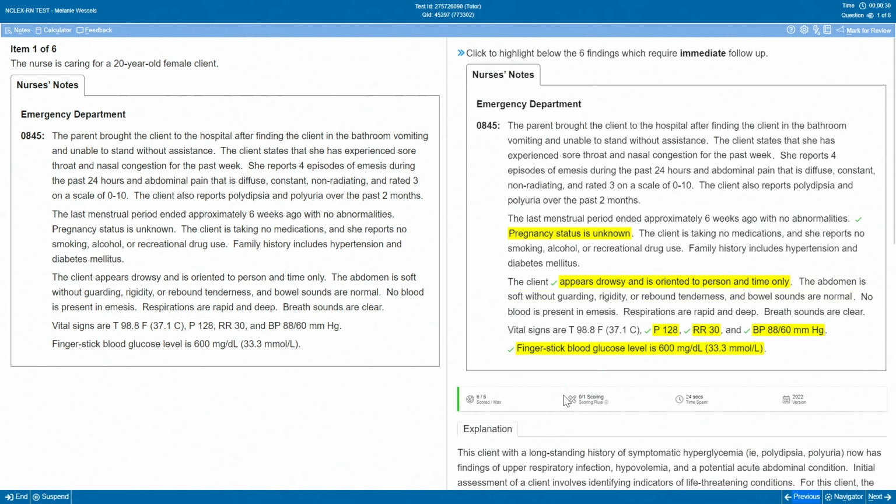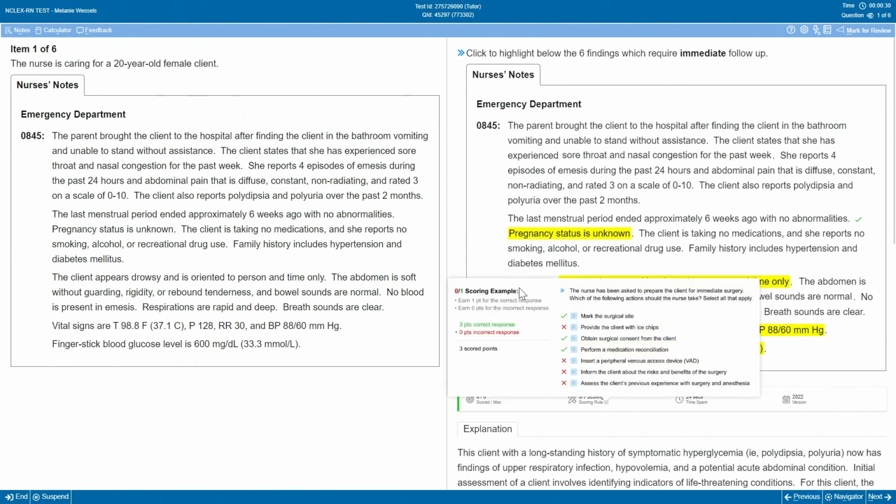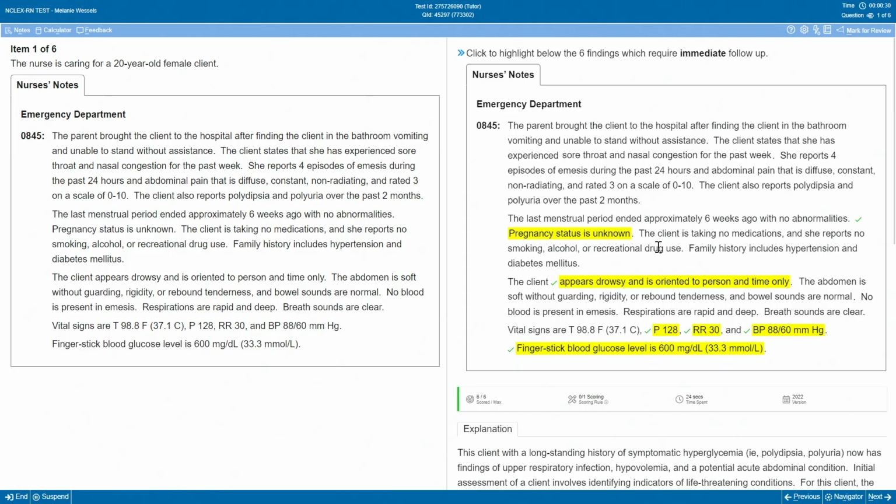There's also this helpful scoring rule pop-up for UWorld that you can click on, and it'll tell you more about how this item is scored in case you forgot. This one is a 0-1 scoring model. So that wraps up this one.